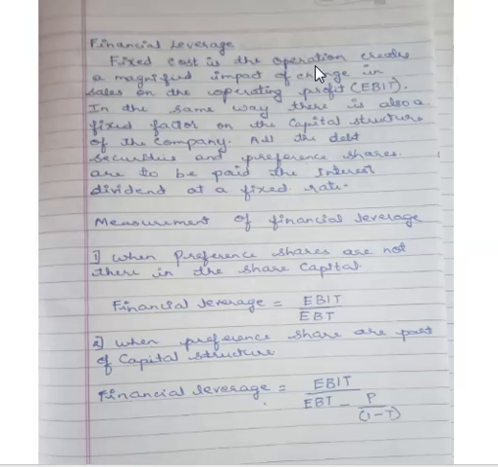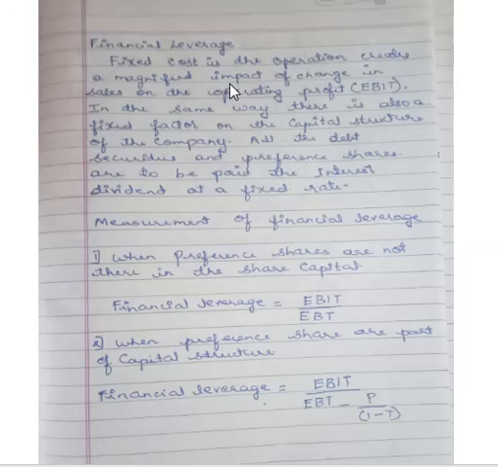A fixed cost in the operation creates a magnified effect of change in sales on the operating profit or EBIT. In the same way, there is also a fixed factor in the capital structure of the company. All the debt, securities and preference shares are to be paid interest or dividend at a fixed rate. Operating leverage means that when there is a fixed cost in the cost sheet, if they increase the sales by just 1%, there will be a magnified or a double effect in the profit. That is the meaning of operating leverage.